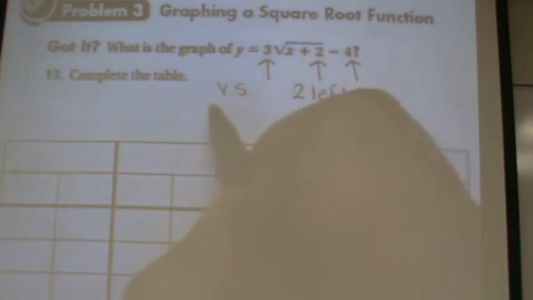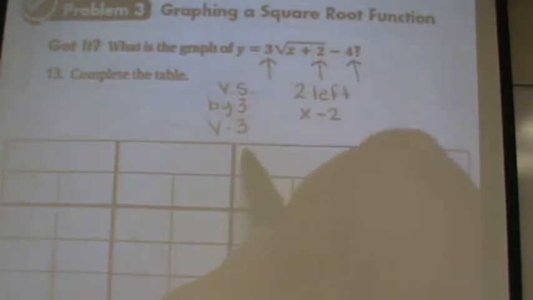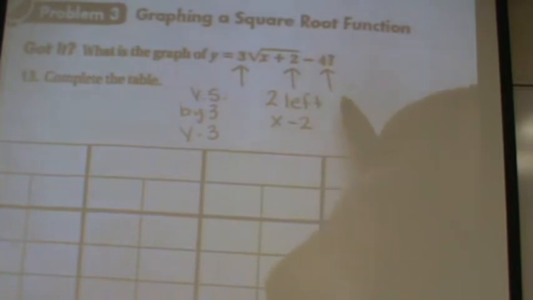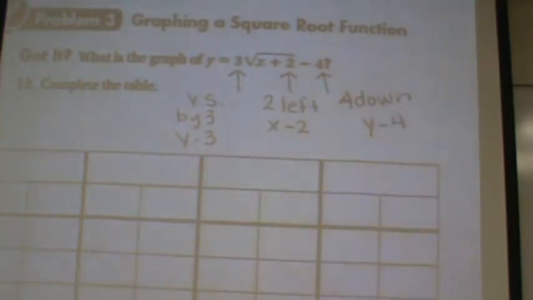It vertically stretches it by a factor of 3. So what you do here is you take your y values and you multiply them by 3. And this last thing, -4, it's gonna go 4 units down. Do you remember what that does? You take your y value and you subtract 4. Is this coming back to you guys? Yes. Awesome.